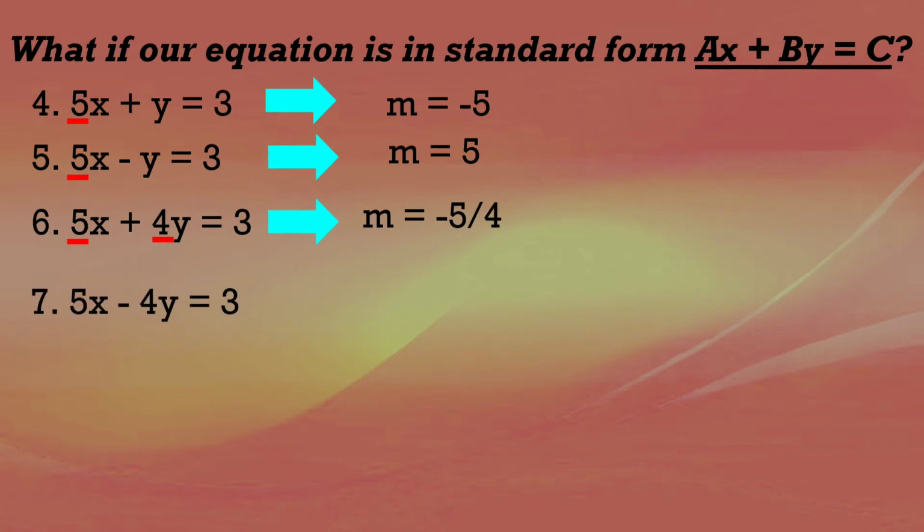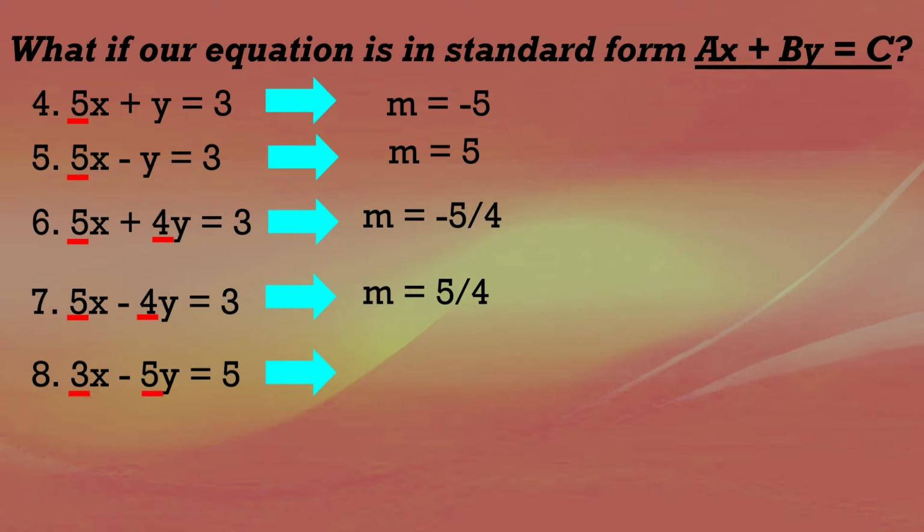Okay, number 7. So, 5x minus 4y equals 3. So, negative ang ating y dito. At meron siyang katabing numerical coefficient na 4. So, hindi na natin kukunin yung opposite sign ni 5, which is katabi ni x. Tapos, yung 4, gagawin lang natin siyang denominator. So, ang magiging slope niyan ay m equals 5 over 4. Number 8. So, we have 3x minus 5y equals 5. So, ano kayang sagot dyan? So, ang sagot natin dyan ay 3/5. Kasi negative yung ating y. So, hindi na natin kailangan kunin yung opposite sign ni 3.